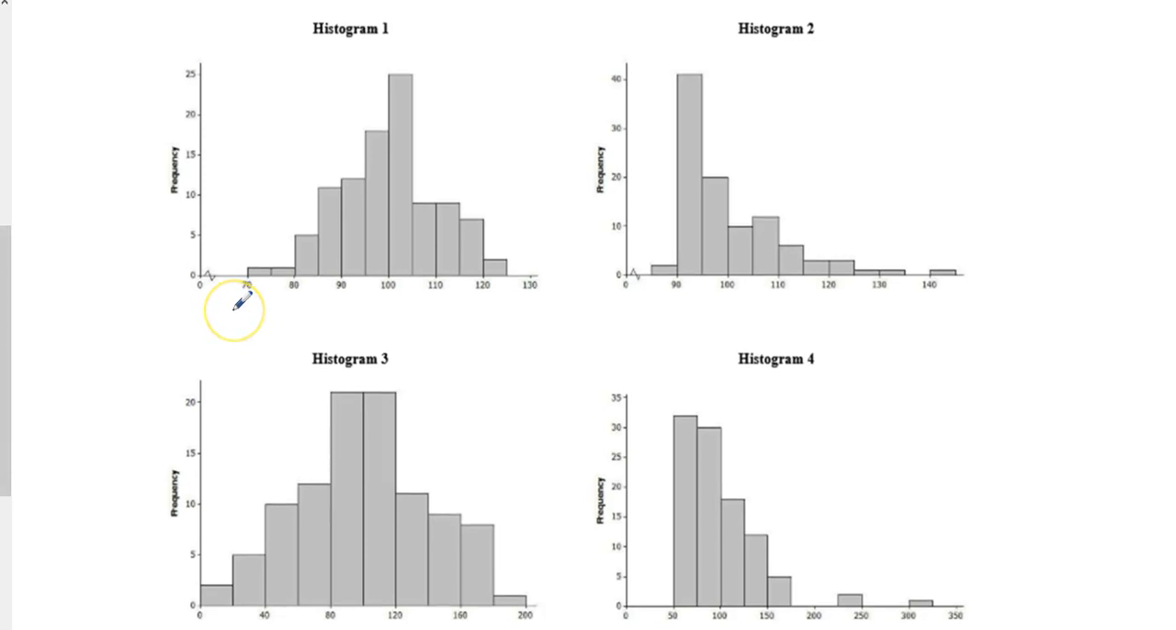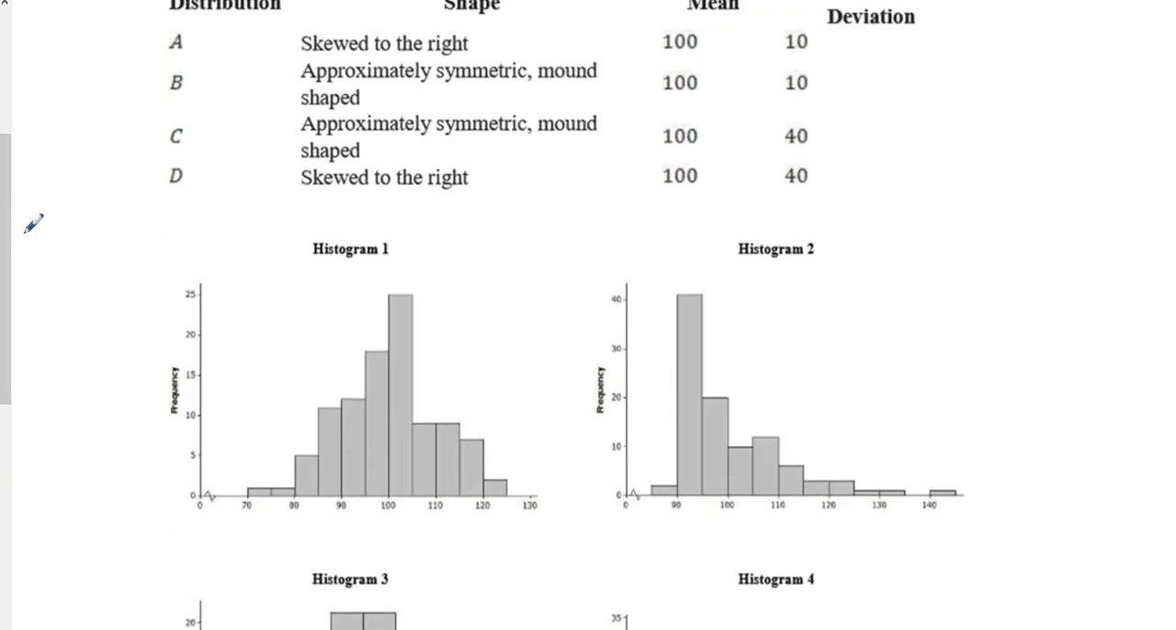Okay, so hopefully you took time to match those up. The first one, histogram 1, is best described by a B. It's approximately symmetric. It's not perfect, but it's approximately symmetric. It has a mean of about 100.